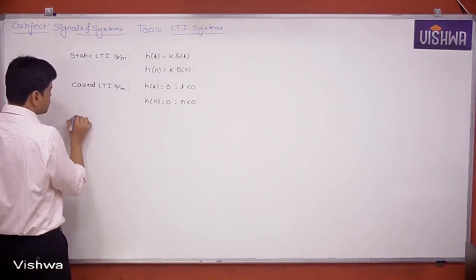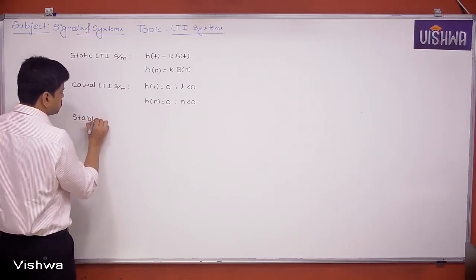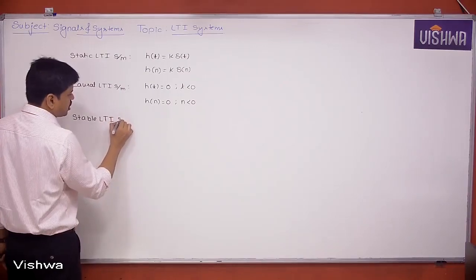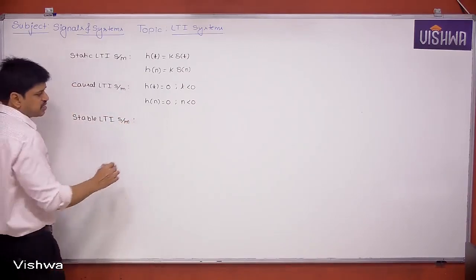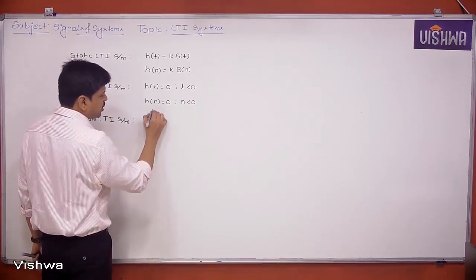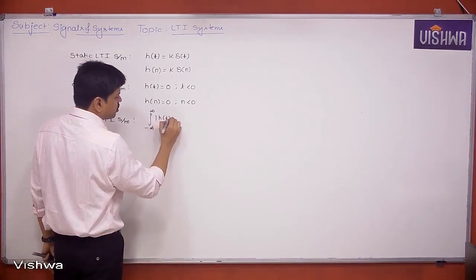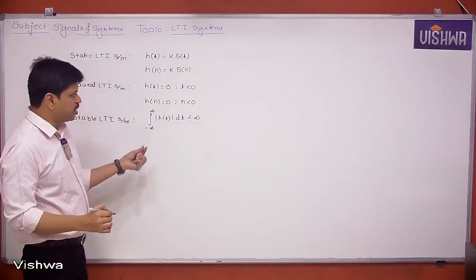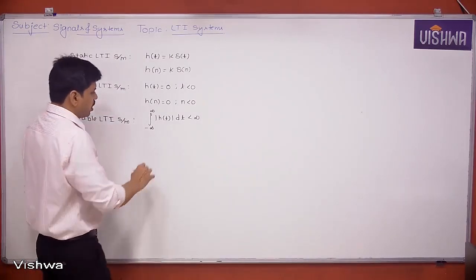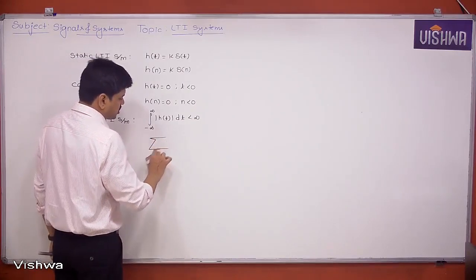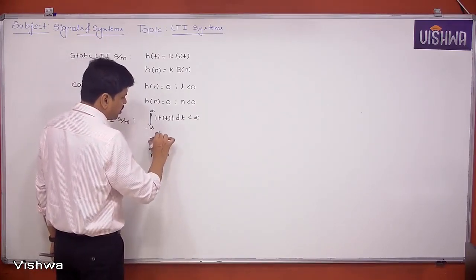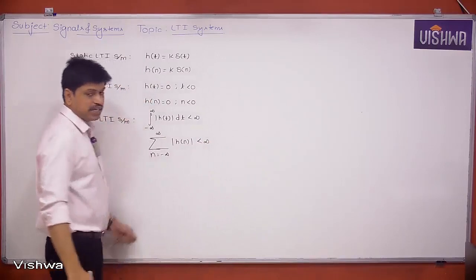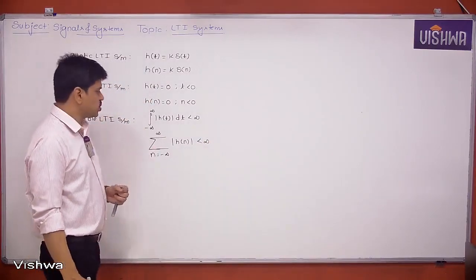Next, suppose if it is a stable LTI system, then the condition is integral from minus infinity to infinity of mod h of t dt is less than infinity. That means h of t must be absolutely integrable, and for the discrete time case, summation n equal to minus infinity to infinity of mod h of n is less than infinity. That means h of n must be absolutely summable. So these are the two conditions.